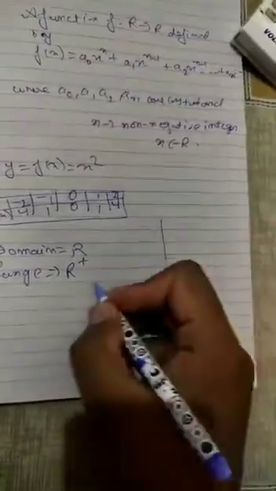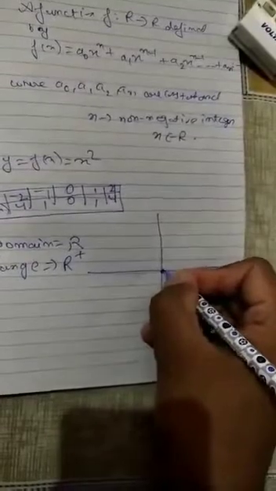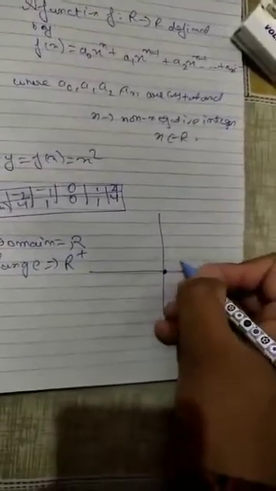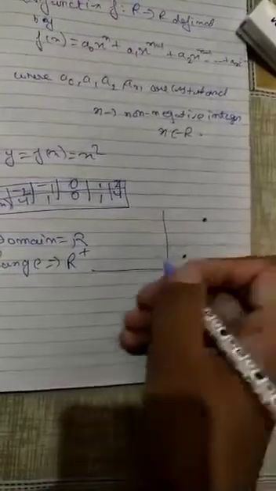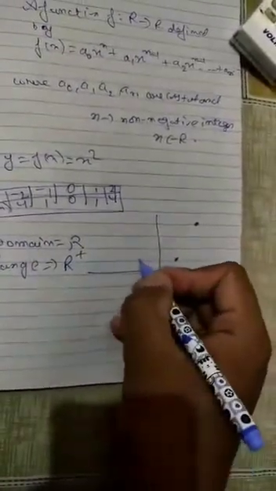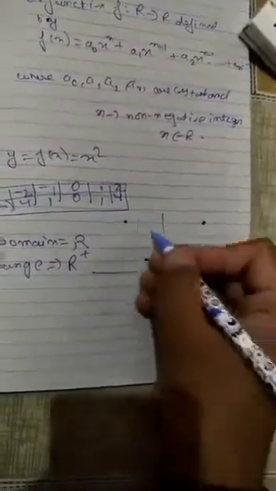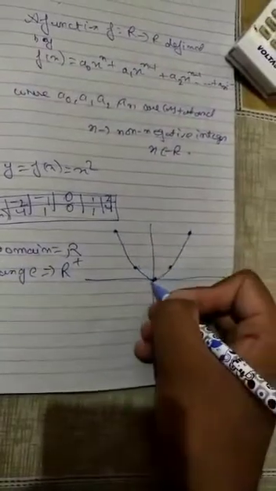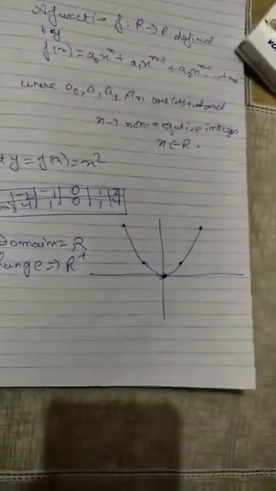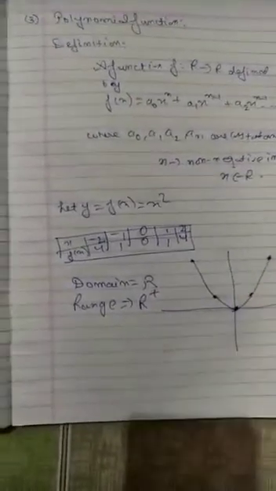So if you want to make a graph, for 0 it will give you 0, for 1 it will give you 1, for 2 it will give you 4, for minus 1 it will give you 1, for minus 2 it will give you 4. So like this the graph will be shown.